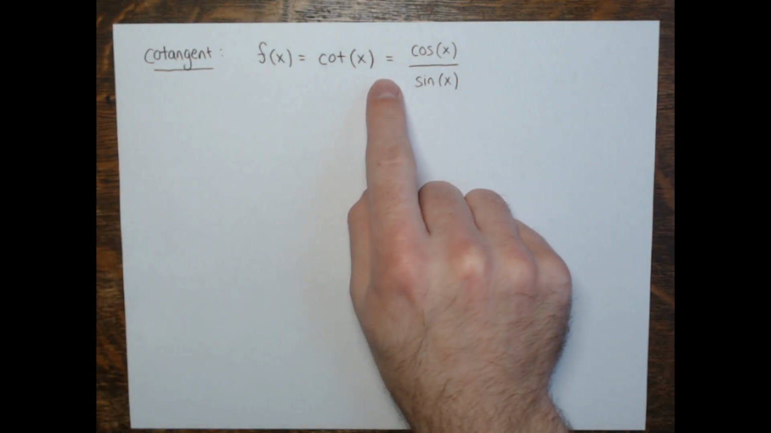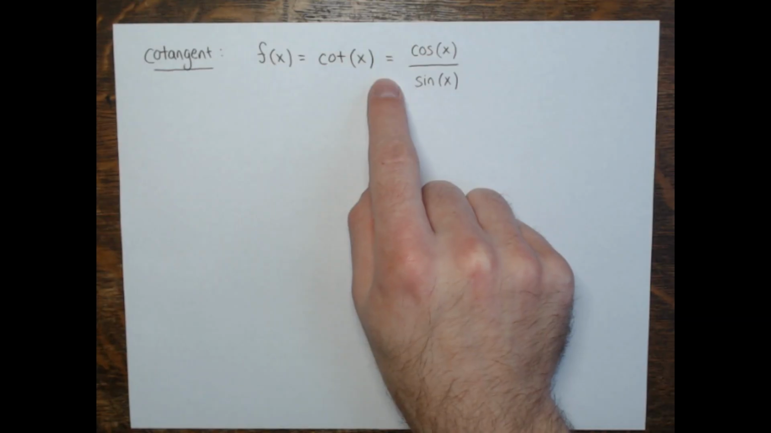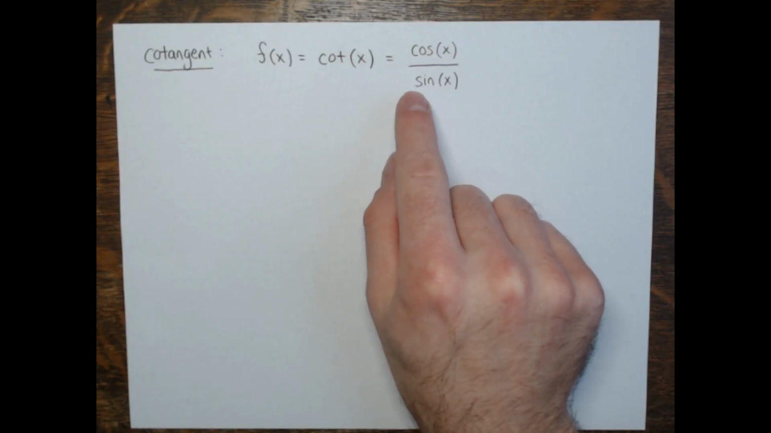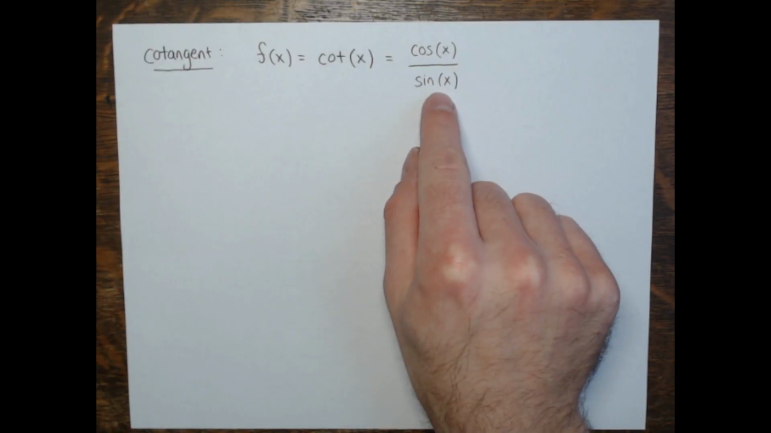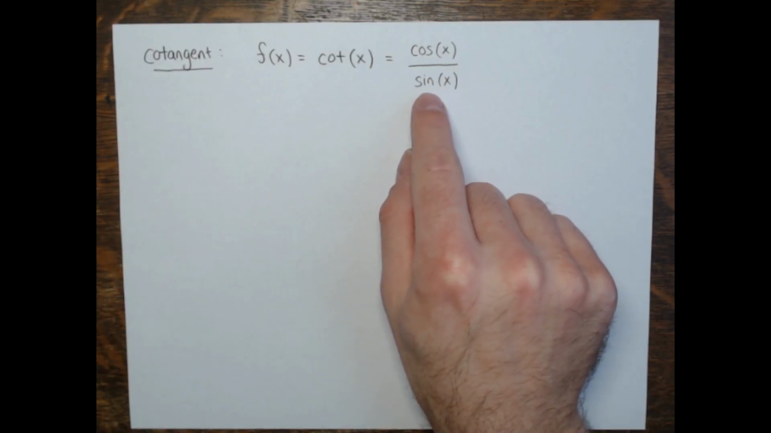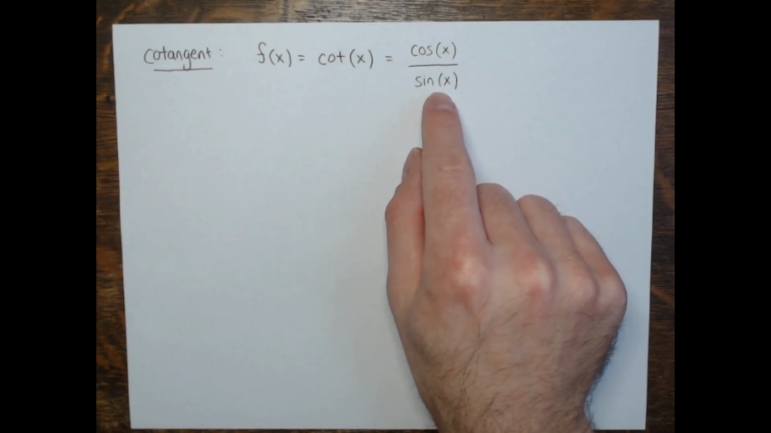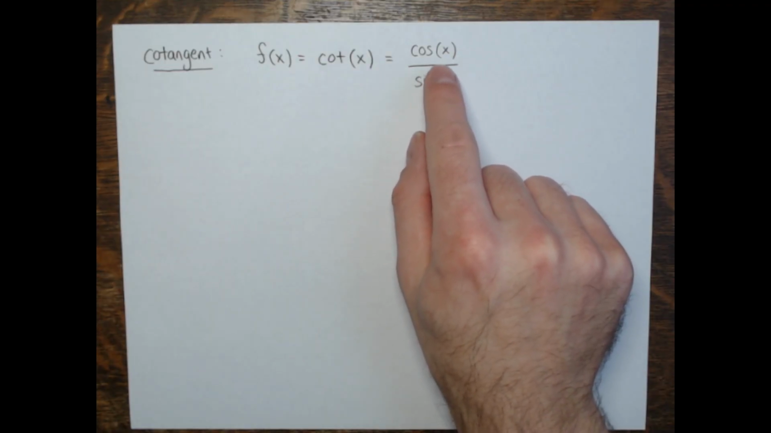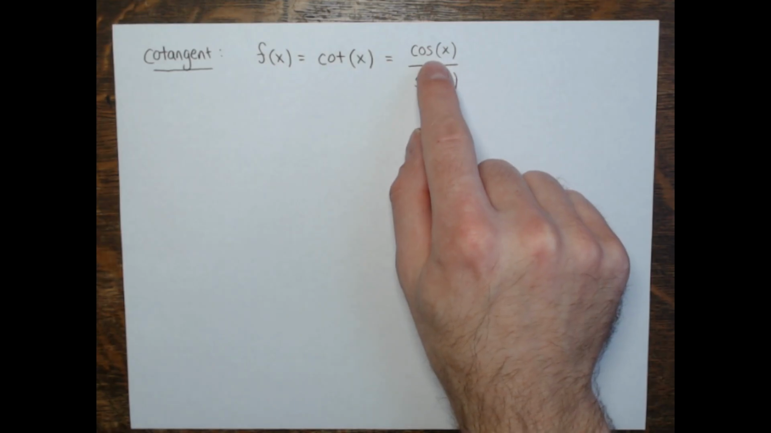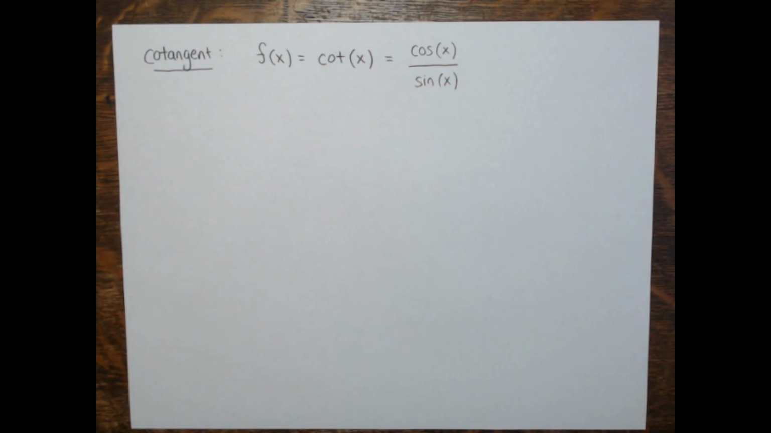So again, a quick recall of what the graph of this looks like. Now the denominator is sine. So wherever the sine is 0, that's where the vertical asymptotes will be. So at 0, pi, 2 pi, multiples of pi. And wherever the cosine was 0 is where the x-intercepts are, where the output's 0. So those odd multiples of pi over 2.